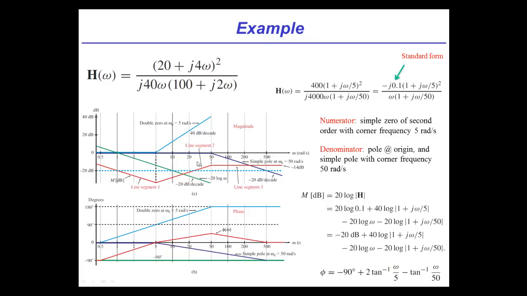Anytime you see a transition because you hit a corner, you can figure out the net change in slope based on the order of the terms that you're adding or removing. And so that's that.